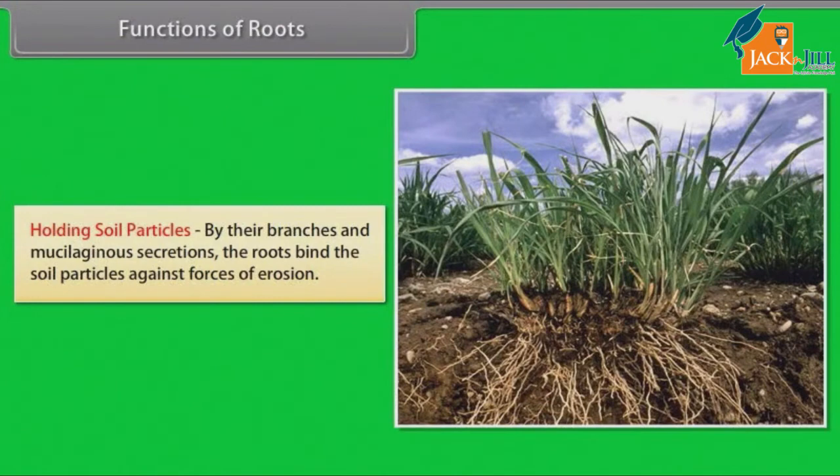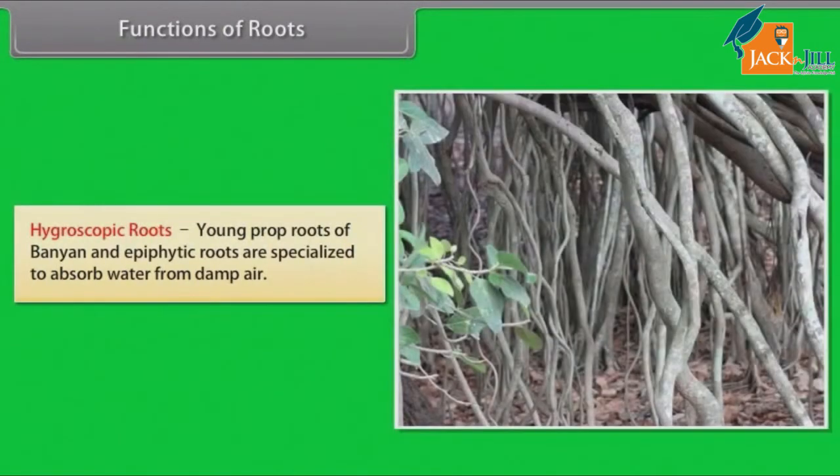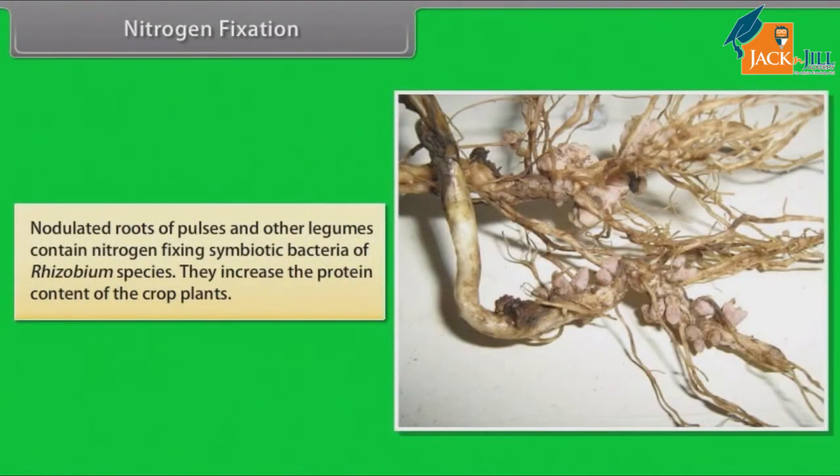Holding soil particles. By their branches and mucilaginous secretions, the roots bind the soil particles against forces of erosion. Hygroscopic roots. Young prop roots of banyan and epiphytic roots are specialized to absorb water from damp air. Nitrogen fixation. Nodulated roots of pulses and other legumes contain nitrogen-fixing symbiotic bacteria of Rhizobium species. They increase the protein content of the crop plants.